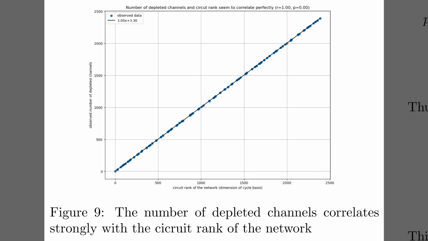Okay, Figure 9 investigates the structural root of these limitations. It plots the observed number of depleted channels on the vertical axis against the network circuit rank on the horizontal axis. The circuit rank serves as a measure of topological complexity, counting the independent loops in the graph. The scatter plot reveals a perfect linear correlation with a slope of 1. This confirms the theory that rational fee maximizing behavior drives the network to a boundary state, where one channel depletes for every cycle, effectively collapsing the active structure into a tree.